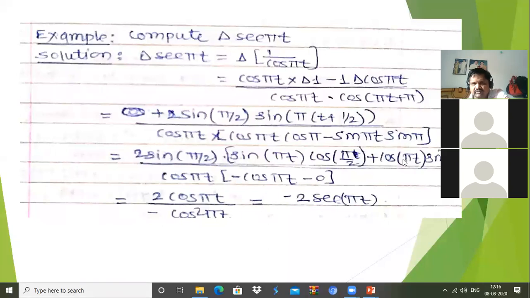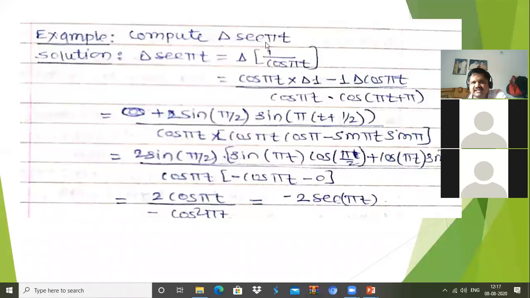Only cos pi t. So what will you get here? Minus 2 sin pi by 2. What is the value of sin pi by 2? It is 1. So here it is not minus, 2 into 1 into cos pi t. So we get only 2 into cos pi t whole divided by cos pi t into minus cos pi t, that is minus cos square pi t. Now one cos pi t cancels with one cos pi t and we get minus 2 upon cos pi t. Minus 2 upon cos pi t is nothing but minus 2 times sec pi t.